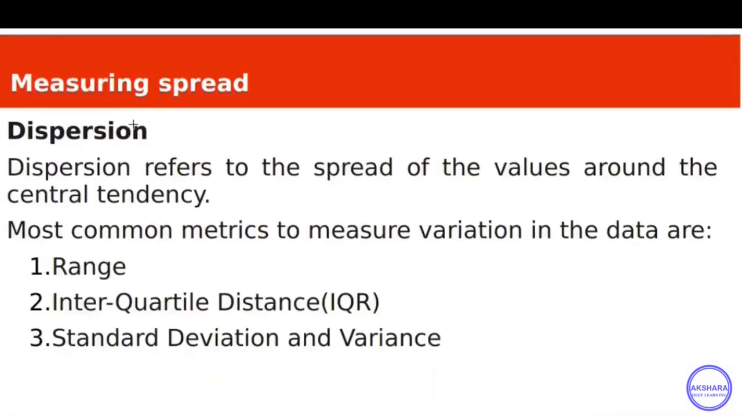Measures of central tendency alone are not sufficient to understand the data properly. Suppose our HOD ma'am asks how students are performing in a particular subject, and I give the average marks of students in that subject as 70. It doesn't mean all students are performing well. To know that, we need other measures, that is measures of spread, also called measures of variation. Dispersion refers to the spread of the values around the central tendency. The most common metrics to measure variation in the data are range, interquartile range, standard deviation, and variance.